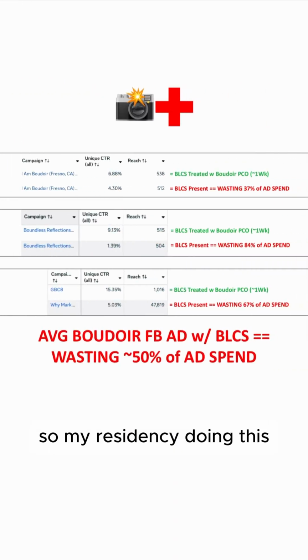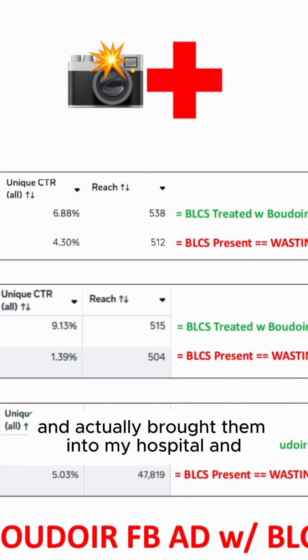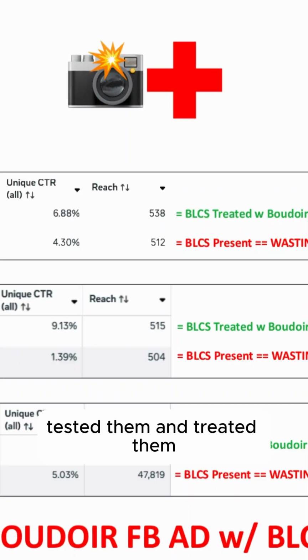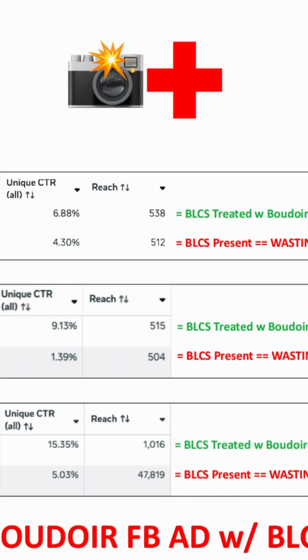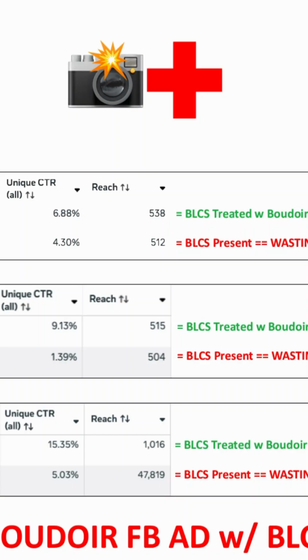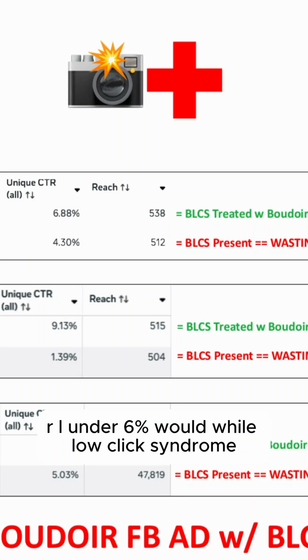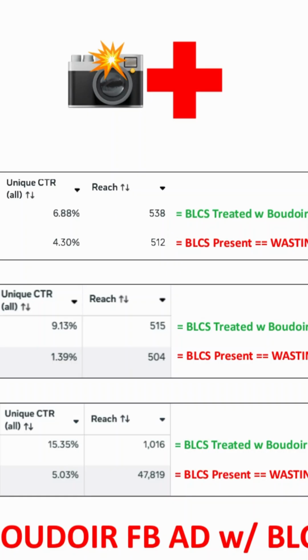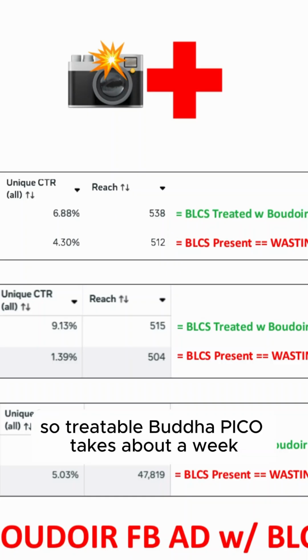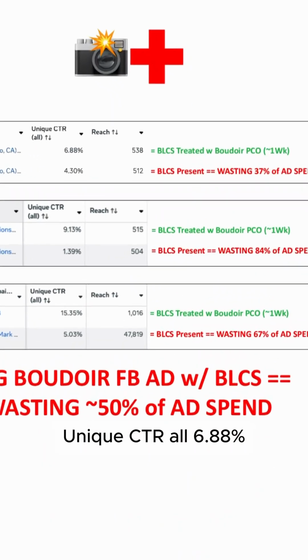So during my residency doing this, I found some Boudoir Facebook ads out there in the wild, and actually brought them into my hospital and tested them and treated them. The first one: we found the unique CTR is 4.3%. So we know that BLCS is present, unique CTR under 6%, Boudoir low click syndrome. So we treated with Boudoir PCO, takes about a week. Unique CTR: 6.88%.